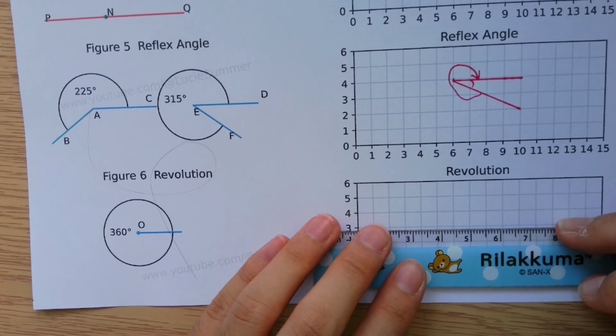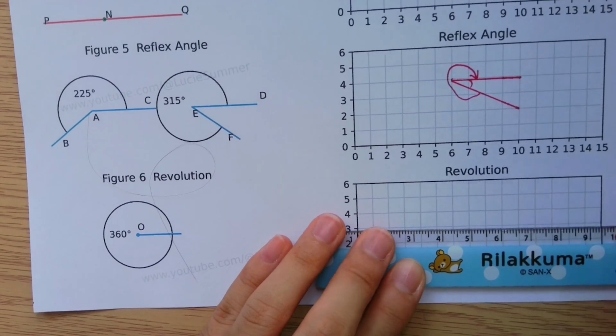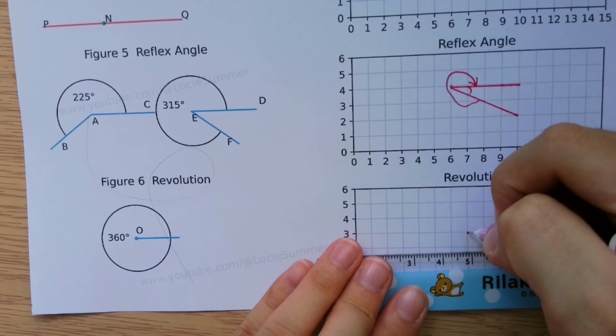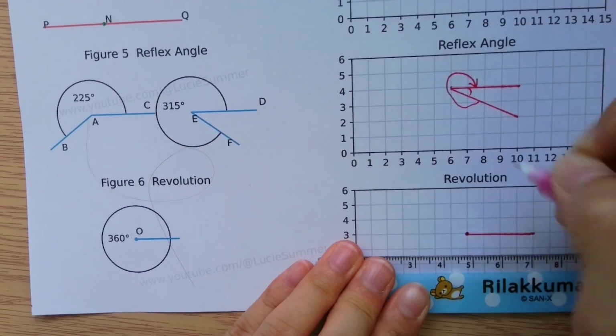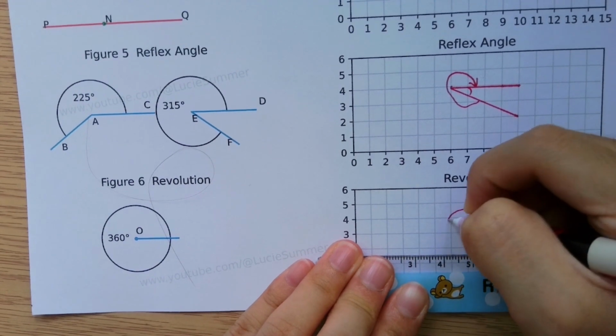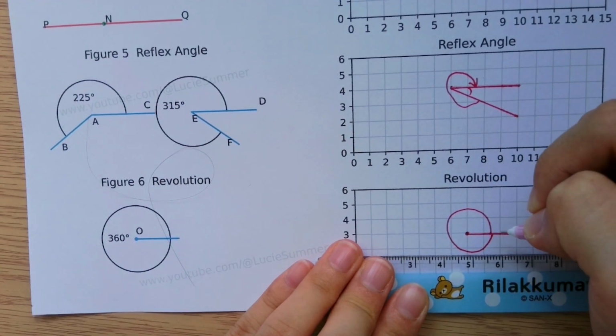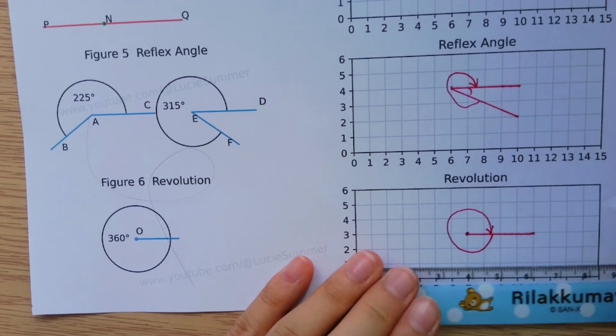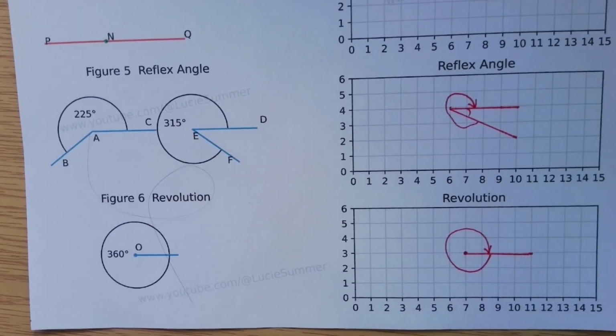So to draw a revolution, you simply draw a line over here. Frankly, you just draw a line over here, draw the vertex, and then you draw a circle. So this is actually a revolution. Yeah, so this is the revolution, and it is also the end of today's video.